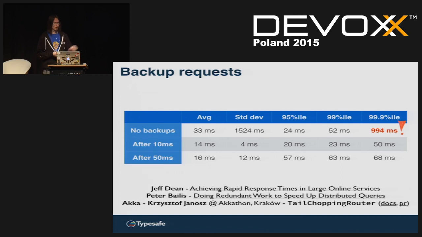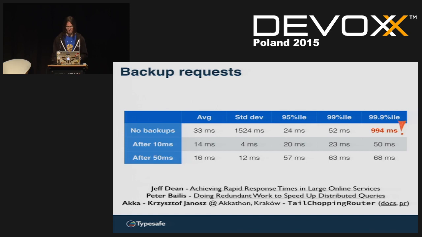If you issue a backup request after 10 milliseconds, look at the 99th percentile and 99.9 percentile. It's pretty good. And then you can even sacrifice more time before you issue this backup request, and it's still pretty good, especially compared to without backup requests. Like I said, this is a very simple algorithm. You can do it yourself, or you can use existing implementations. We have one in Akka, and I mention it because it was created during a hackathon here in Krakow. It's really not much work, but it saves a lot of your SLA-endangered requests.